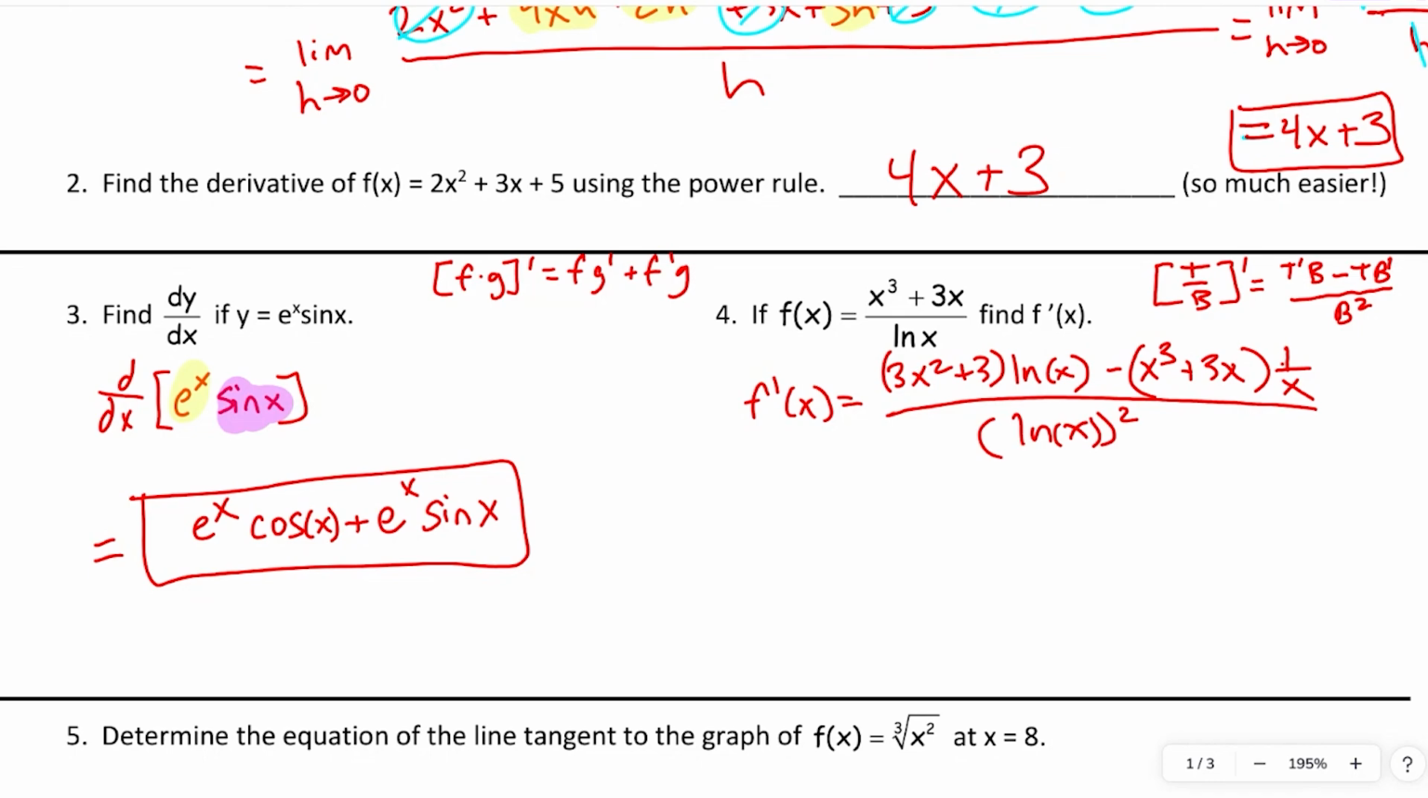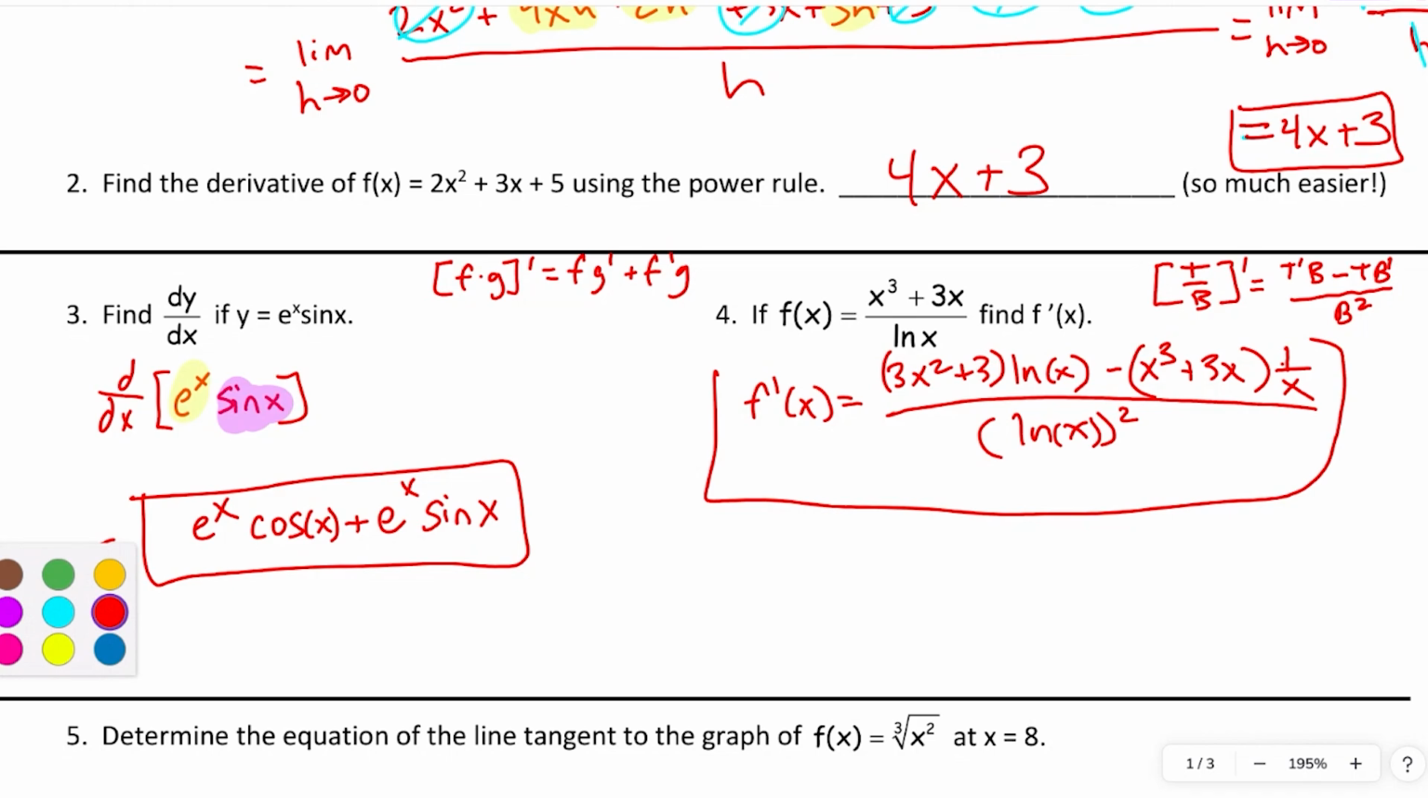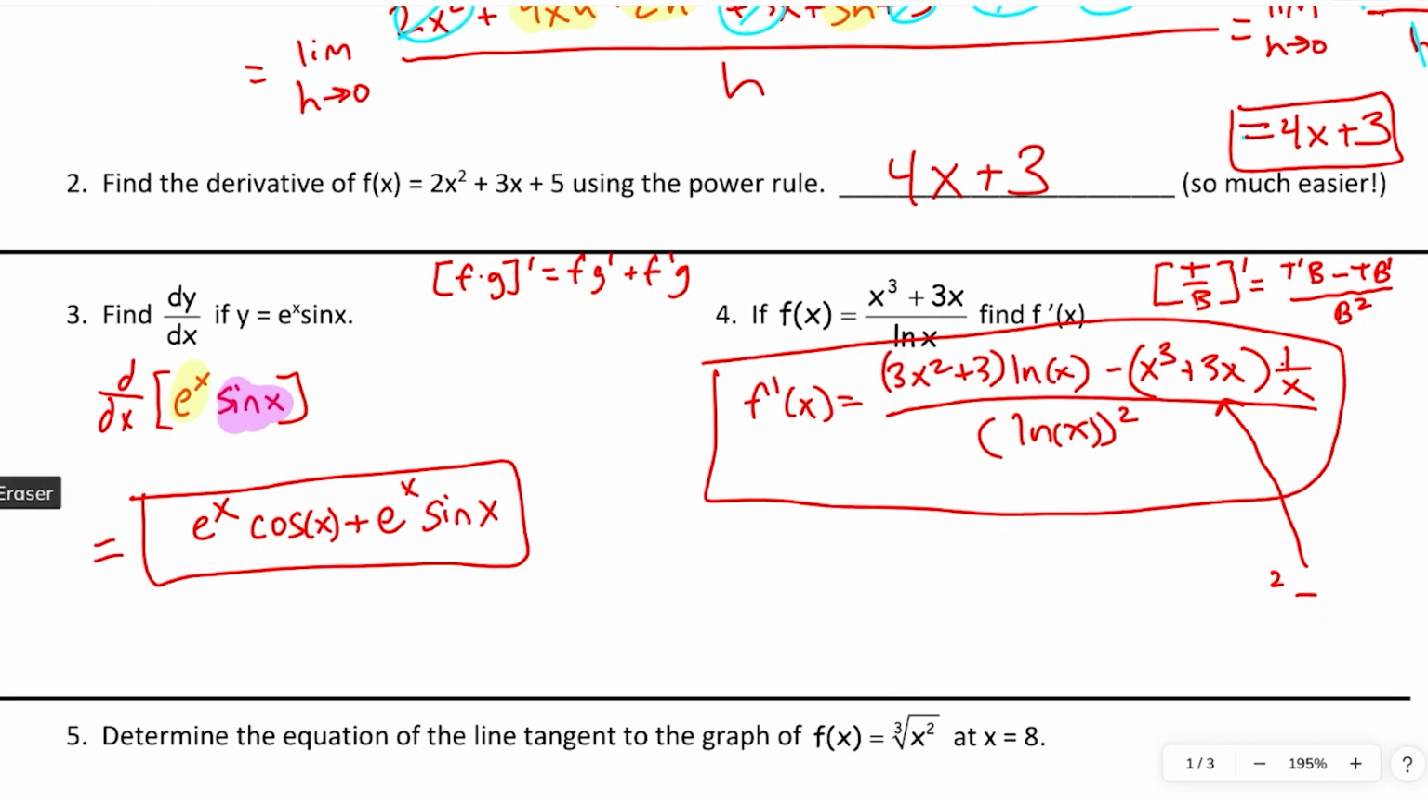And that's a pretty good answer. You know, I might just leave it like that. One thing you could do potentially is distribute the 1 over x into that binomial and rewrite this piece as x squared plus 3, right? Because x cubed divided by x is x squared and 3x divided by x would be 3. But you don't really need to do that. It doesn't ask you to fully simplify here or anything. So you could just leave it alone.